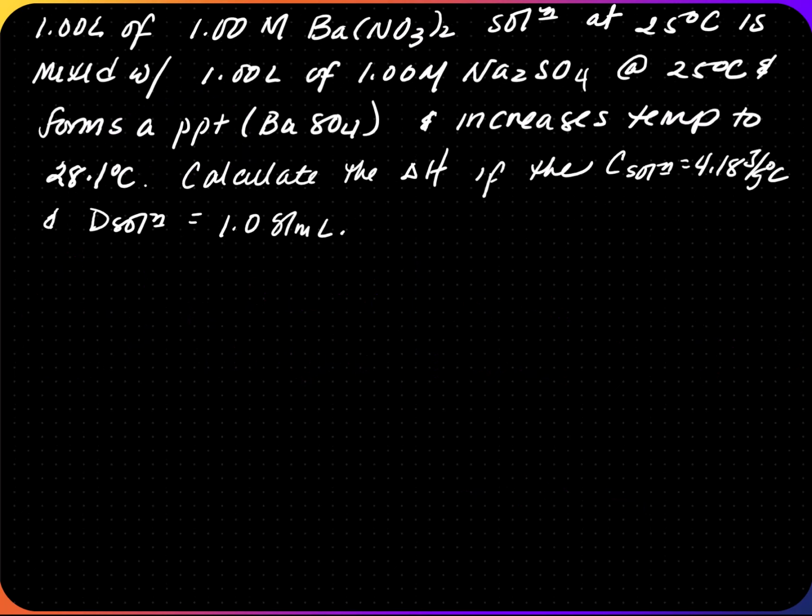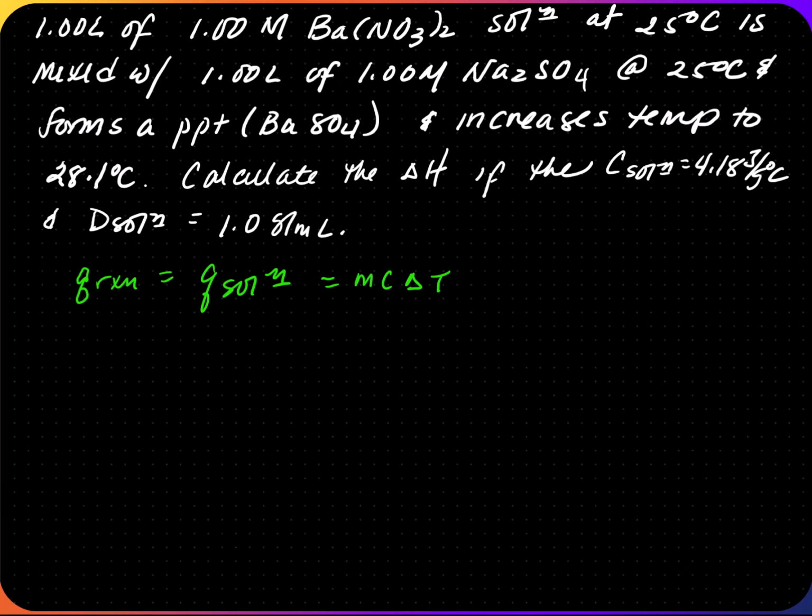In this problem, we have barium nitrate that is mixed with sodium sulfate. It forms a precipitate, barium sulfate. So this is a Q reaction that is equal to Q solution. What's happening is we're mixing two things at the same temperature. Energy is released and a new compound is formed. So this is going to equal mC delta T.